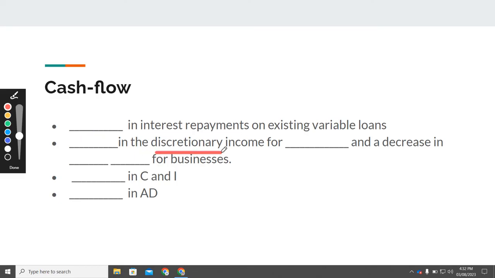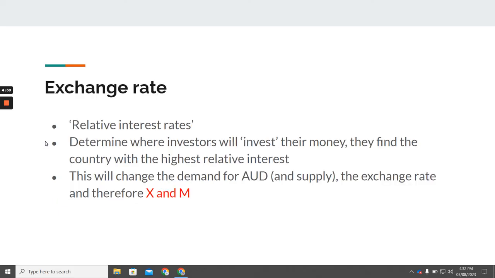So we've got less discretionary income for households and a decrease in cash flow for businesses. We're basically saying the same thing, just using different terminology. These two impacts together work to decrease consumption and investment spending, and therefore decrease aggregate demand, and therefore bring us closer to our low and stable inflation target.